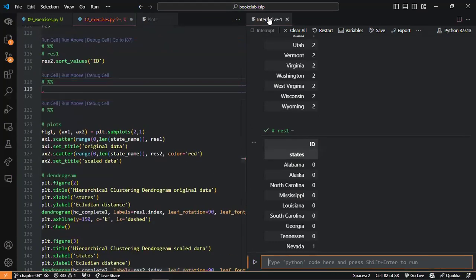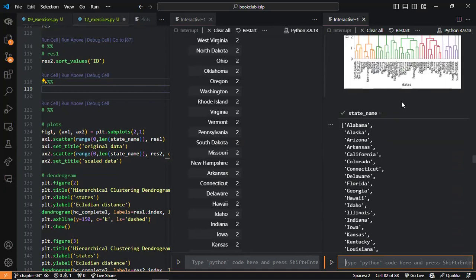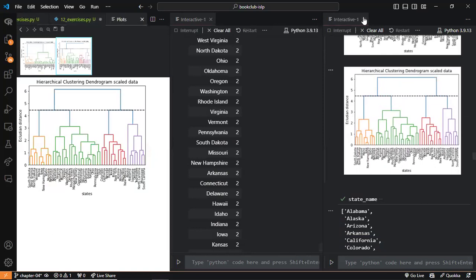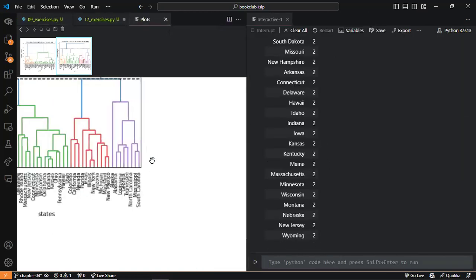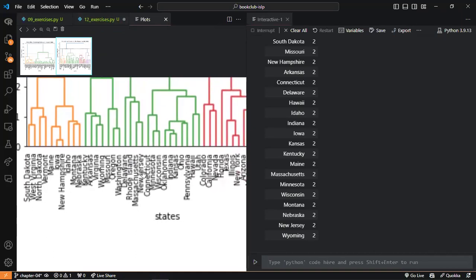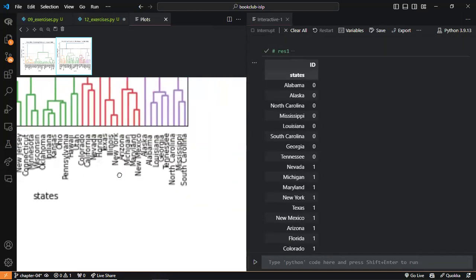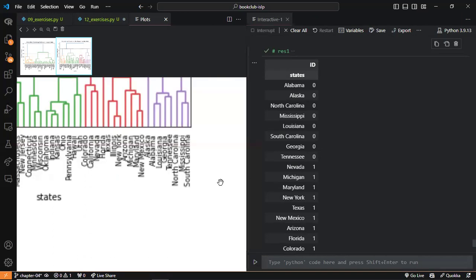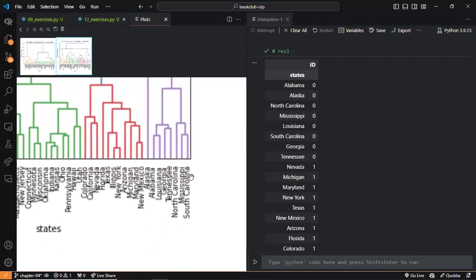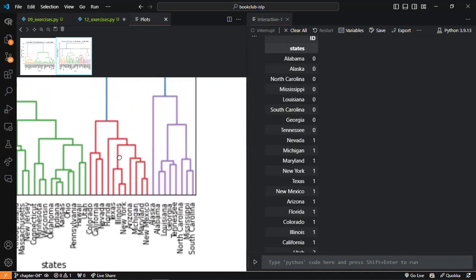Okay, I will simply split everything with it. Ah, it's over here. Okay, here we go. Let's check if that first group is defining each one of these first groups. I think I see in the rightmost one, you see Alaska, Alabama, Louisiana, zero. That corresponds to this one. And for example, Texas is one, so this one over here in red.